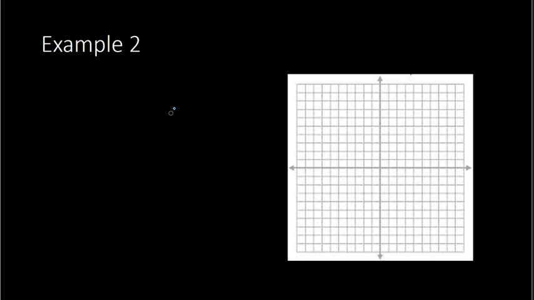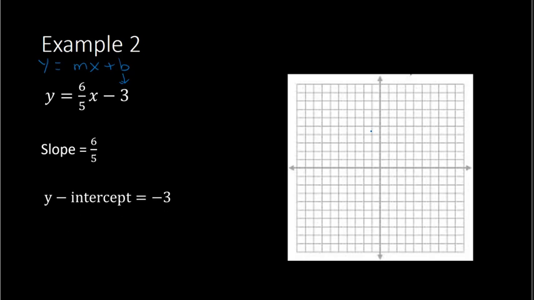Let's look at another example. Here we have y equals 6 over 5x minus 3. Notice that this is in slope-intercept form. We have y equals mx plus b, where m is going to be 6 over 5. That's the number with the x term right here. And then b is the number being added or subtracted. That's out here. So b, or the y-intercept, would equal negative 3.